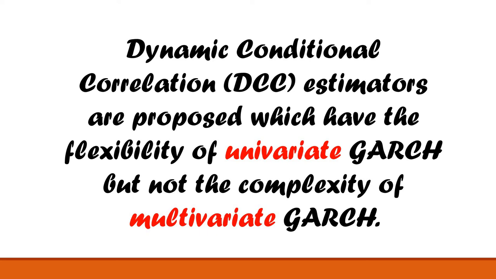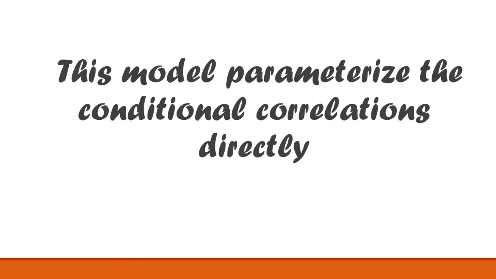As we have already learned in the previous video, univariate means whenever we are working on only one variable, and multivariate means when we are working on more than one variable. That means there can be 2 variables, 3 variables, or even 10 variables. So dynamic conditional correlation is a very simple way in which we can find out the relationship between more than one variable. This model parameterizes the conditional correlation directly.